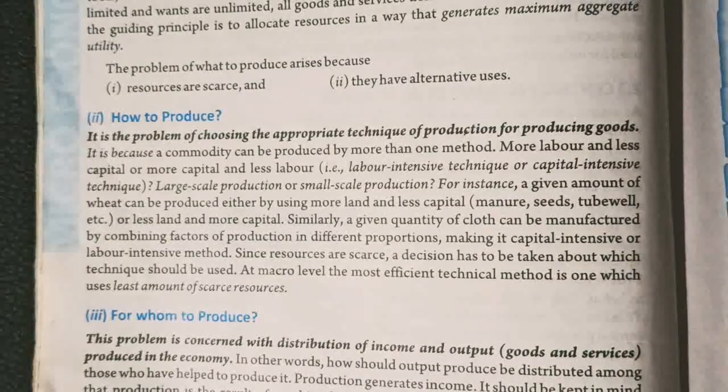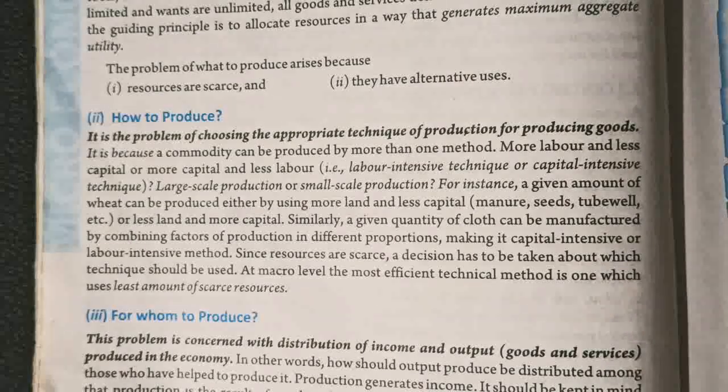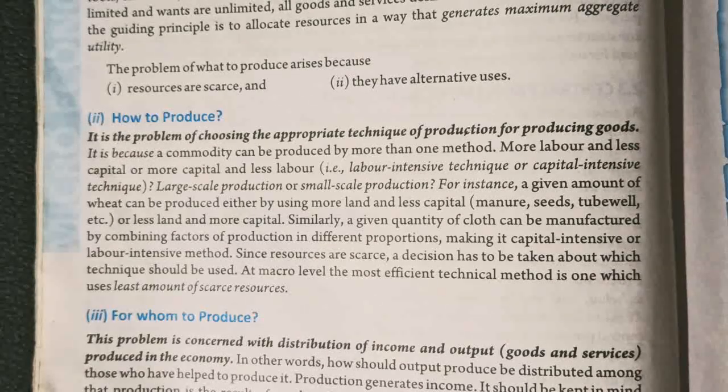How to produce means it is the problem of choosing the appropriate technique of production for producing goods and services, which means every individual, every entrepreneur, every firm will have to decide whether they will go for labor-intensive techniques or capital-intensive techniques. When we say labor-intensive techniques, it means use of manpower, physical strength to produce goods and services. And when we say capital-intensive techniques, it means use of machinery, tools, machines, etc. to produce goods and services. So here, an economy will have to decide whether to use labor-intensive or capital-intensive techniques to produce goods and services. And that problem is a central problem of an economy, okay?